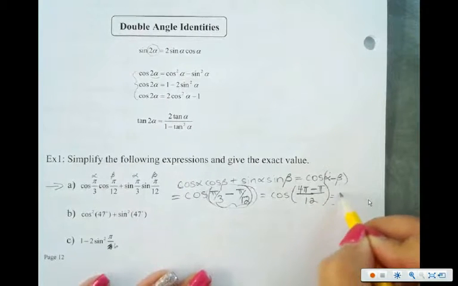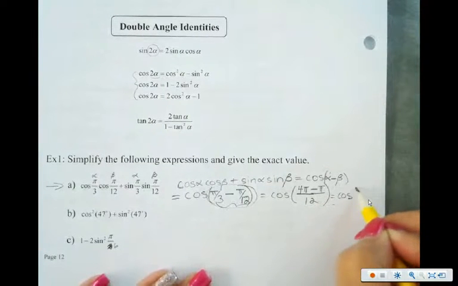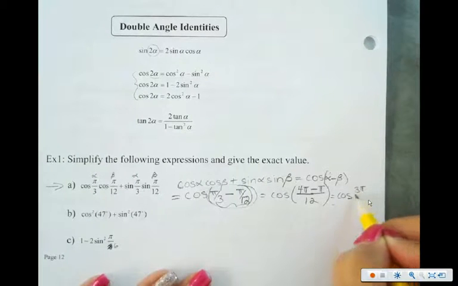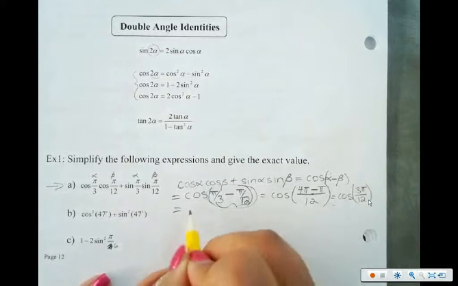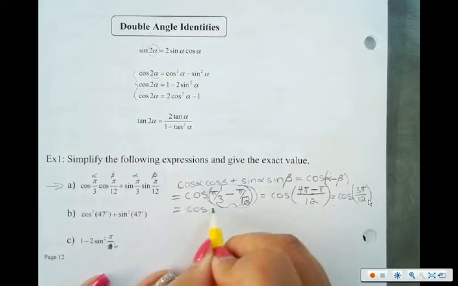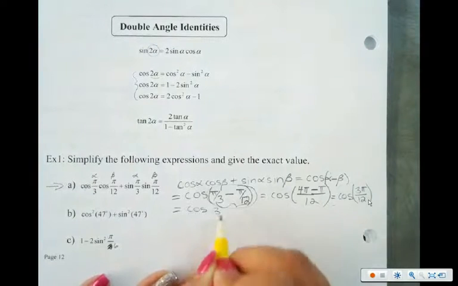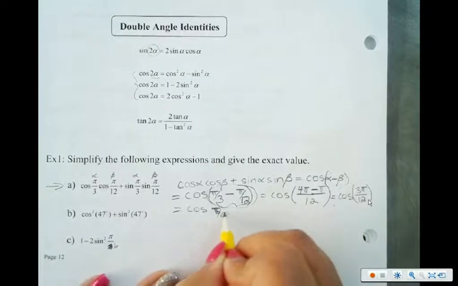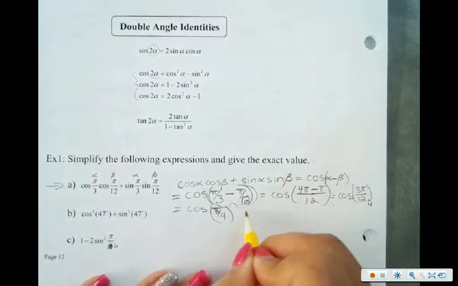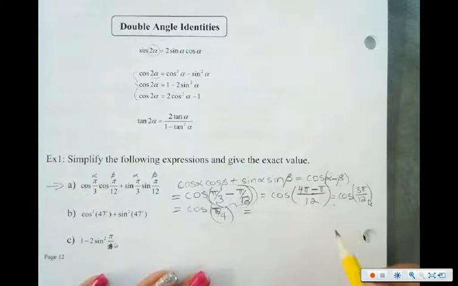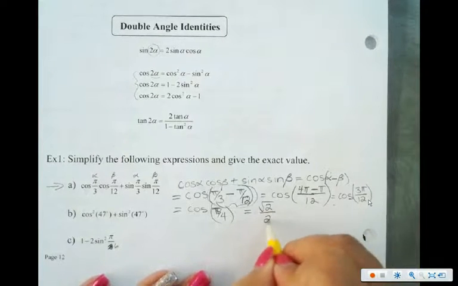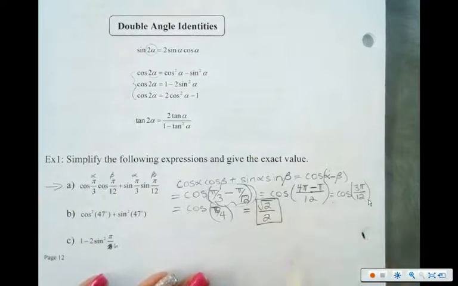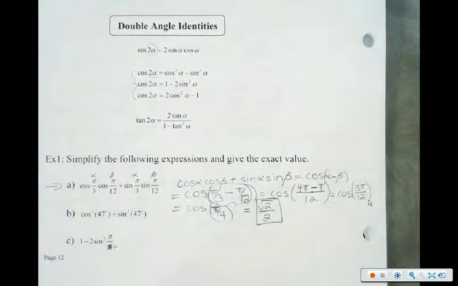So then I get cos 3 pi over 12, which is, I wish I had more room so that I could work down instead of across. Cos 3 pi by 12, which is cos pi by 4. What's cos of pi by 4? So it's root 2 over 2. So the answer to A is root 2 over 2.